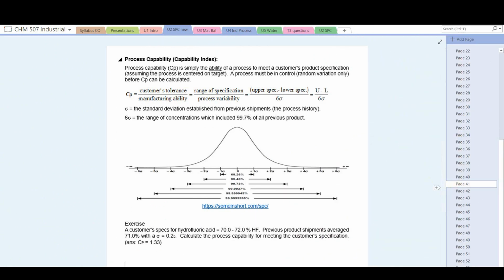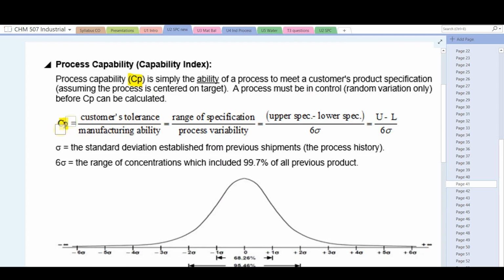Page 41, process capability or capability index. Process capability, Cp, is simply the ability of a process to meet a customer's product specification, assuming the process is centered on target. The process must be in control, random variation only, before Cp can be calculated.